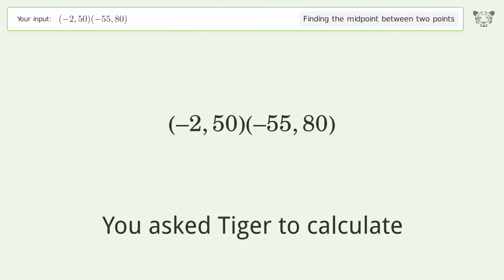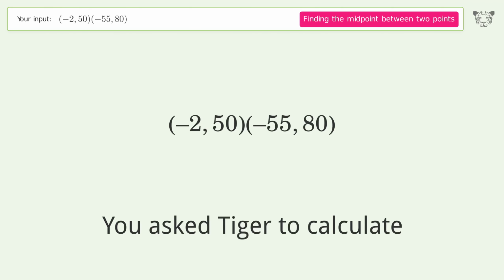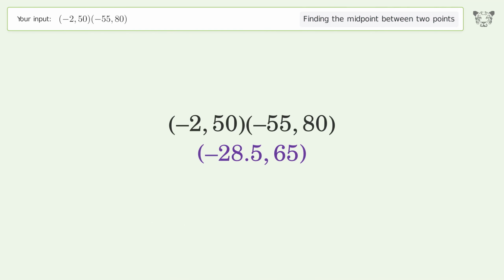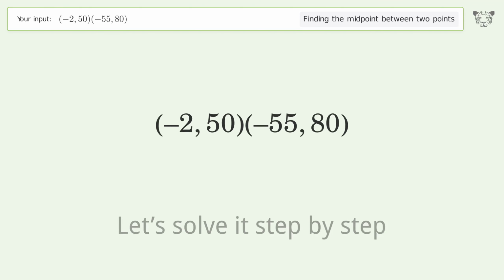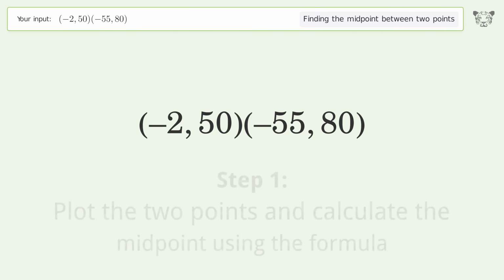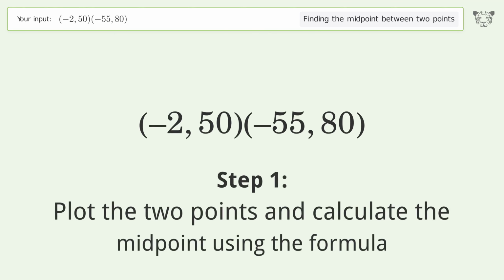You ask Tiger to calculate. This deals with finding the midpoint between 2 points. The midpoint between the 2 points is negative 28.565. Let's solve it step by step. Plot the 2 points and calculate the midpoint using the formula.